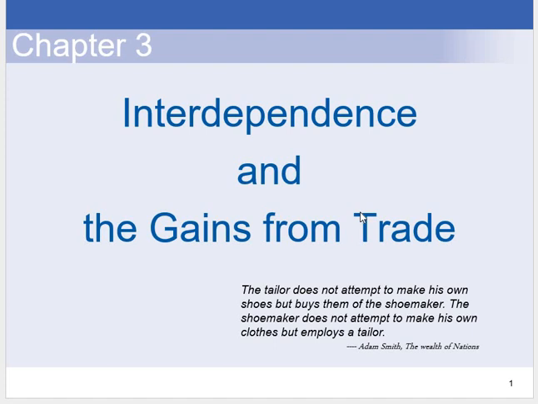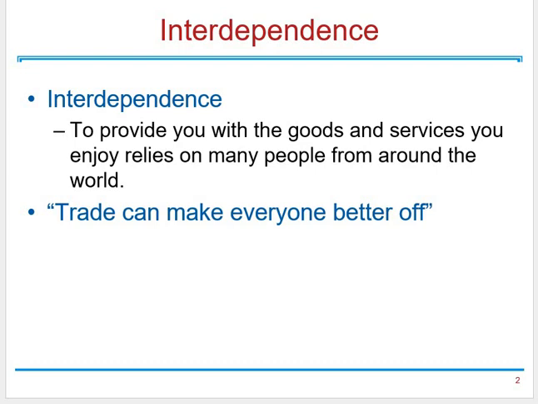In Module 3, we will be focusing on Chapter 3 from your textbook, and we will talk about trade. The title of the chapter is Interdependence and Gains from Trade. We are going to start with explaining the term interdependence. It's basically the nowadays reality that in today's world, anything you consume or produce relies on different people from all over the world.